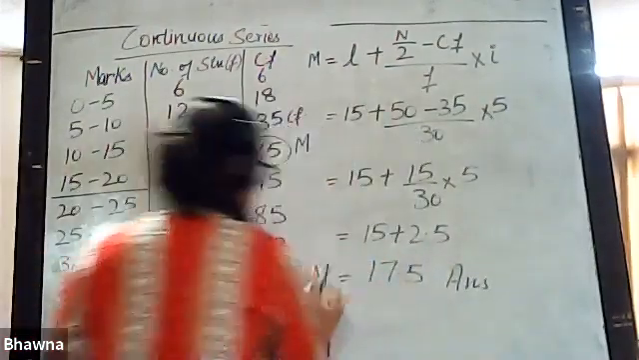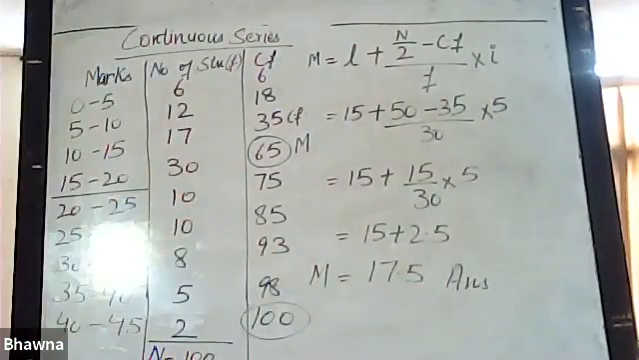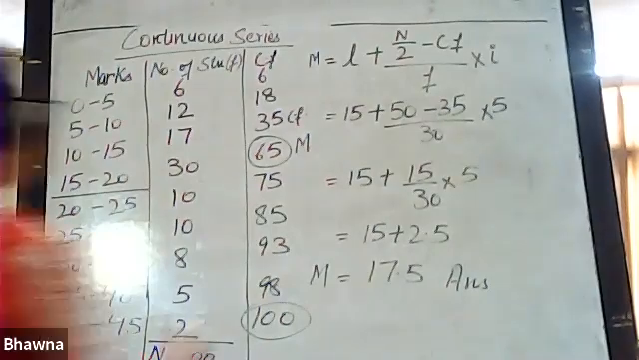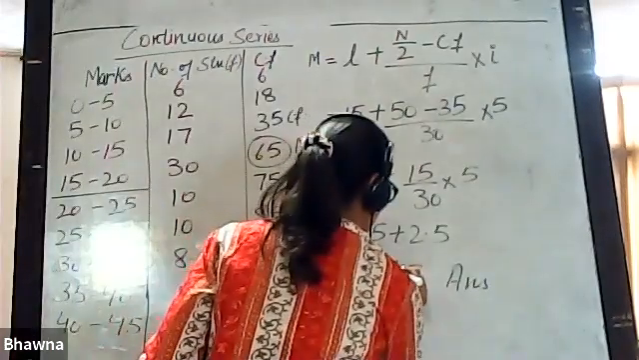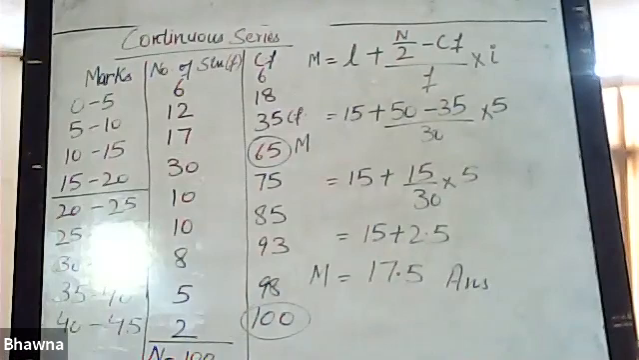The median is equal to 17.5. So this is all about median with all three series, individual series, discrete series and continuous series, plus odd series and even series also. So this is all about today's lecture. Thank you.